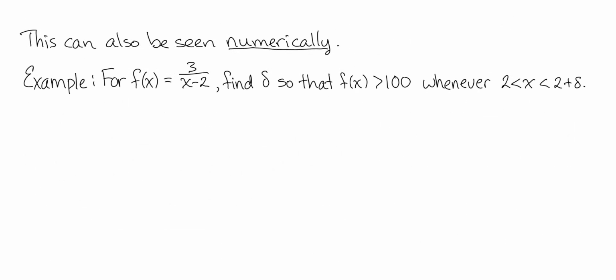How would we consider a limit of infinity numerically? Well, say for example we have f of x equals 3 over x minus 2, and we want to find delta so that f of x is greater than 100 whenever x is between 2 and 2 plus delta. Notice that this is a one-sided limit. We're only considering values of x on the right side of 2. So we want to figure out the delta that goes with an m of 100.